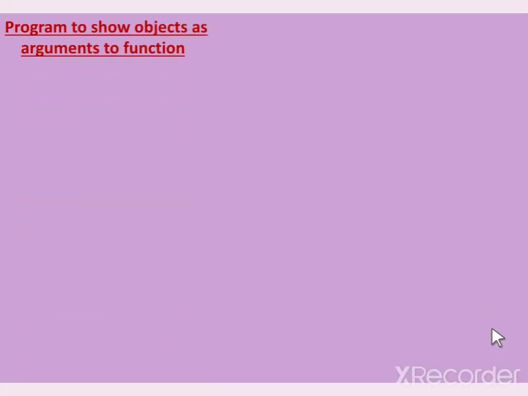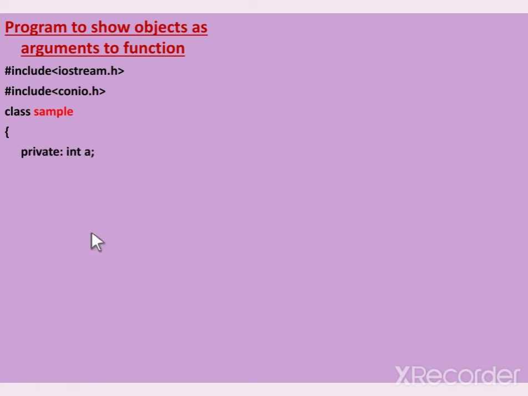Let's see one programming example: program to show objects as arguments to functions. Header files iostream.h and conio.h. Next, the class keyword; sample is a class name. Inside this class sample, the data member A is under the private access specifier, declared as an integer type variable.